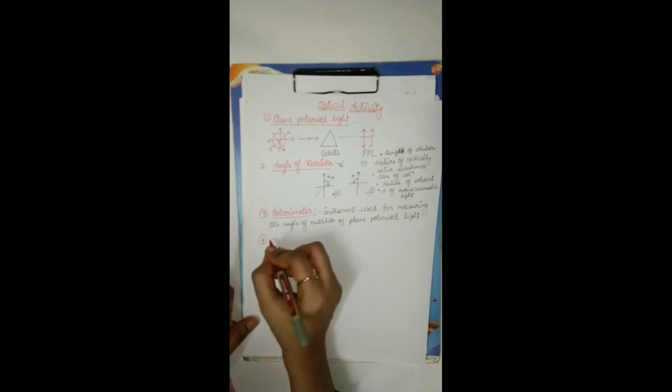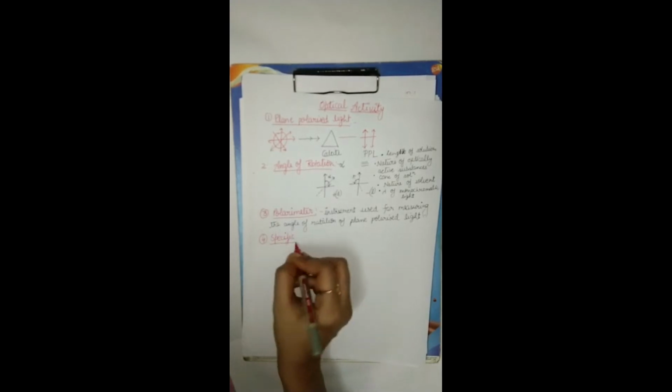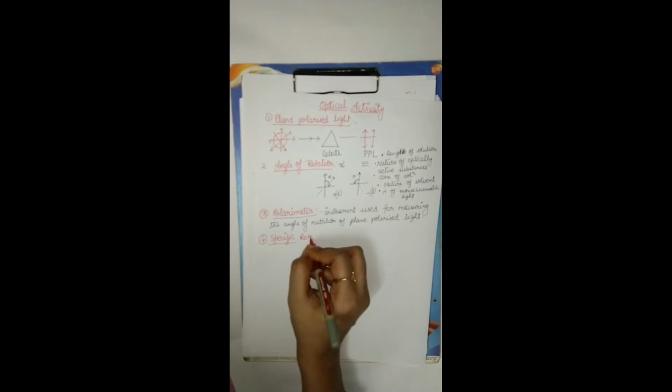And next one is the fourth point, specific rotation. What is the specific rotation? In order to compare the rotatory power of different optically active substances, the optical activity is usually expressed in terms of specific rotation.